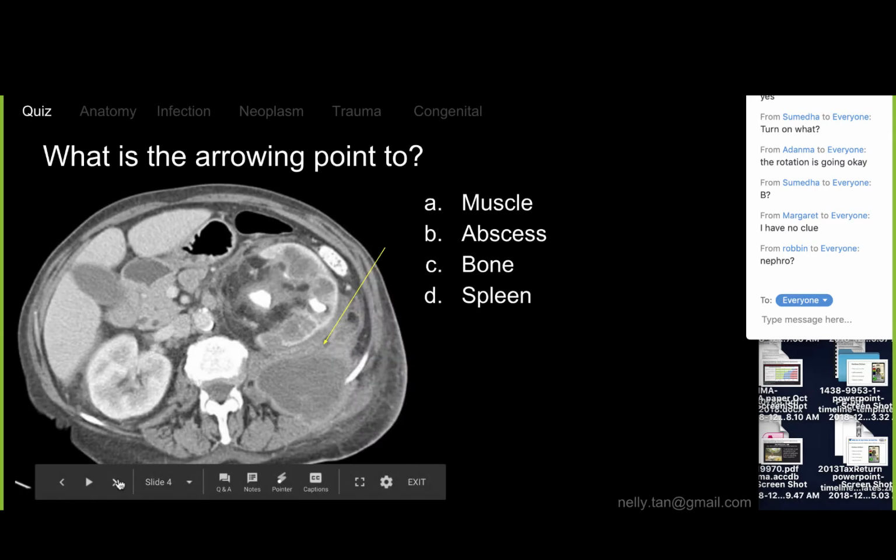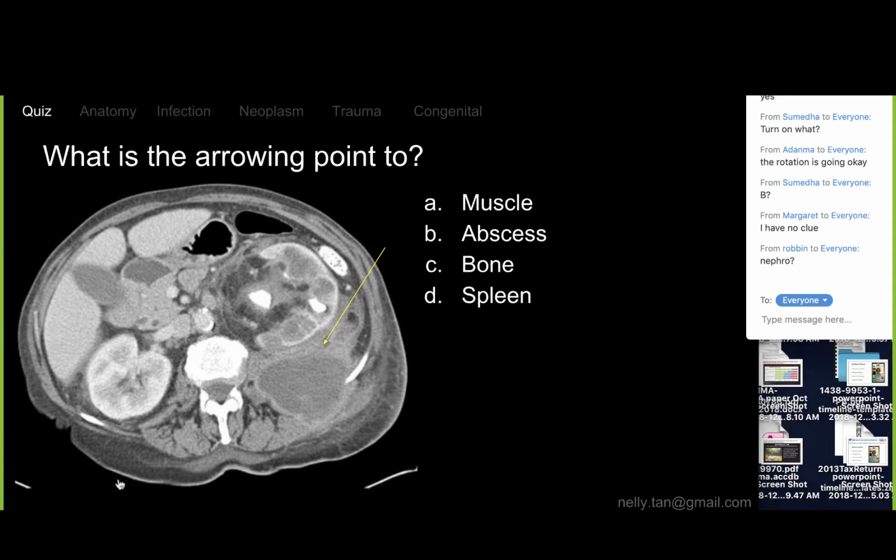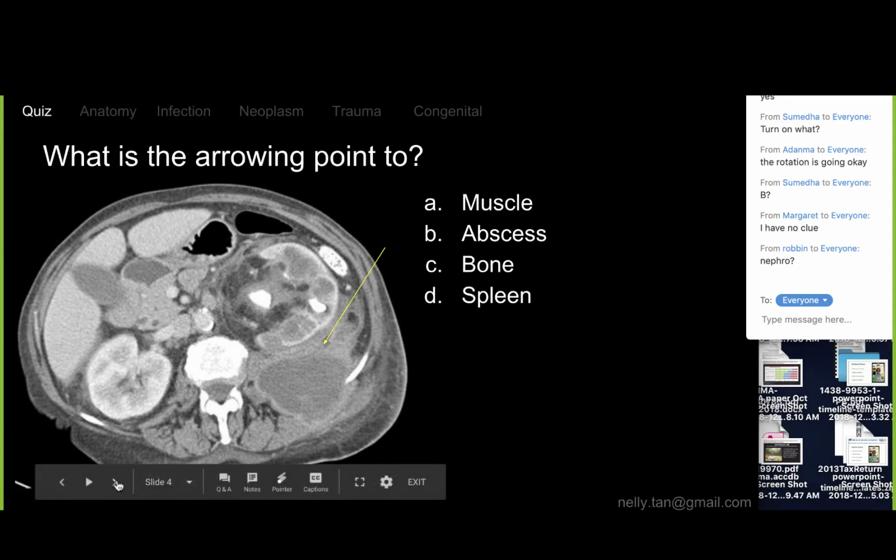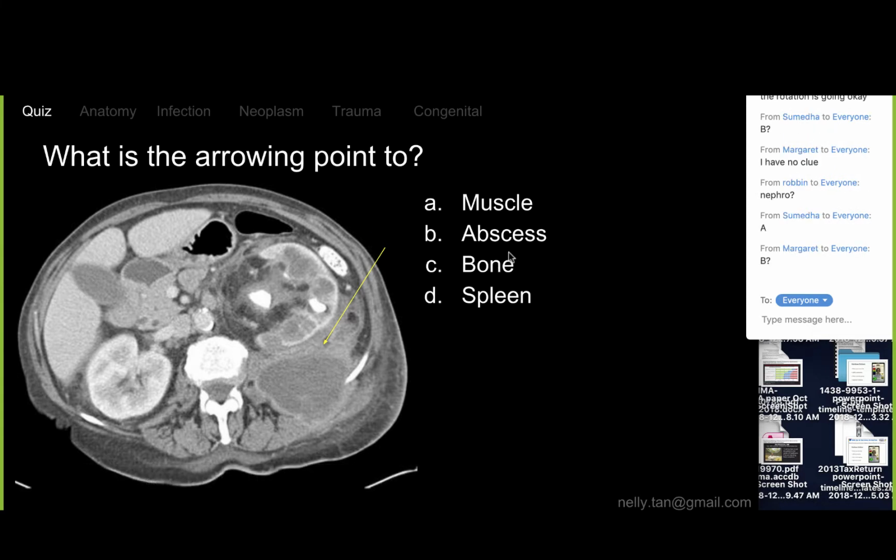What is this arrow pointing to? A muscle, an abscess, bone, spleen. So this is a CT scan. It's contrast enhanced. You know that because the aorta has contrast in it. And here the abnormalities are on the left side. A, okay. B, so someone thinks it's an abscess, okay.